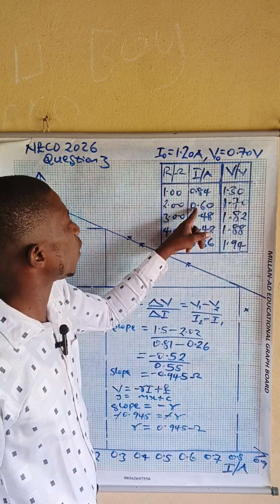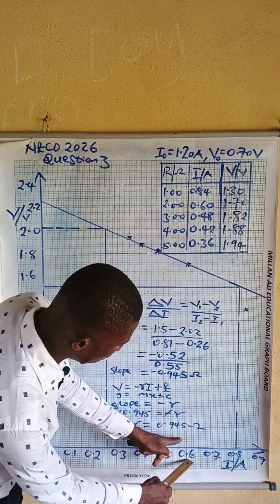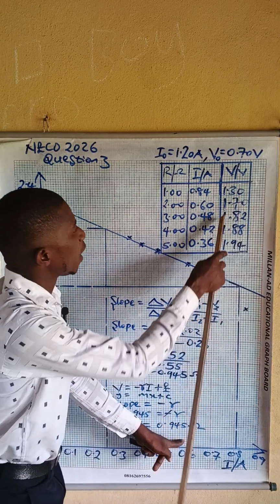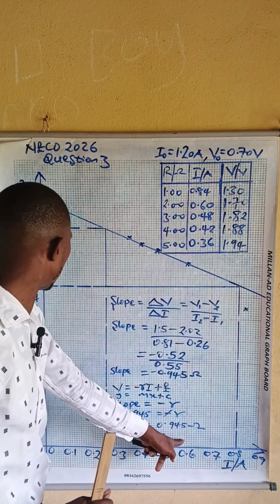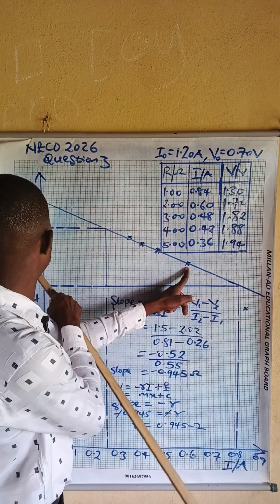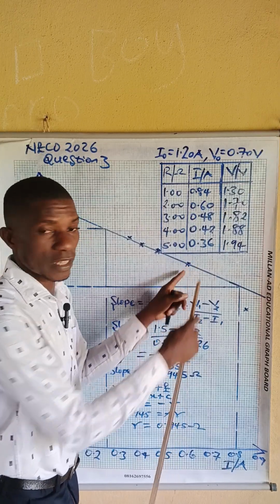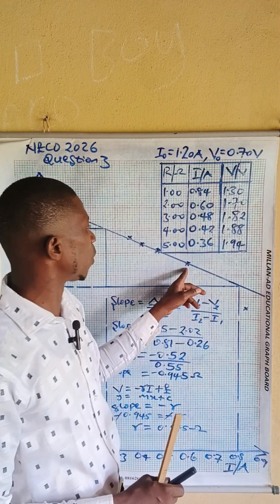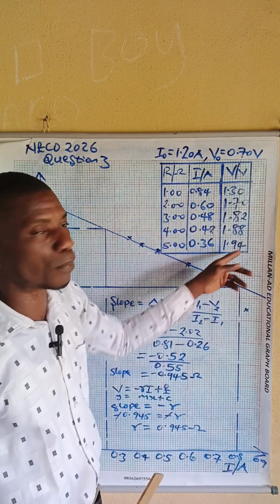For this one, 0.6 under 1.7. Current is 0.6, look at it here, and the voltage is 1.7. So we count like this up to this point. This is 1.6. The fifth line is going to be 1.7. So that's how I plotted this. You continue in that format until you get to the last point.